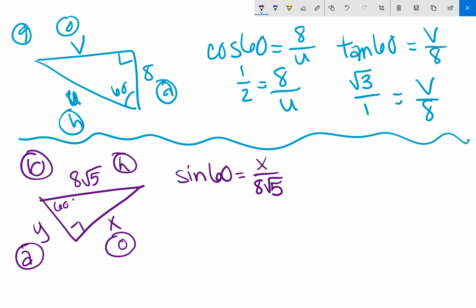To find Y, that's going to be adjacent over hypotenuse. So then we'll just do cosine of 60 equals adjacent Y over hypotenuse 8 square root of 5. Okay. There shouldn't be any other crazy questions on here, but I'll do a few more just in case. So we have 11.